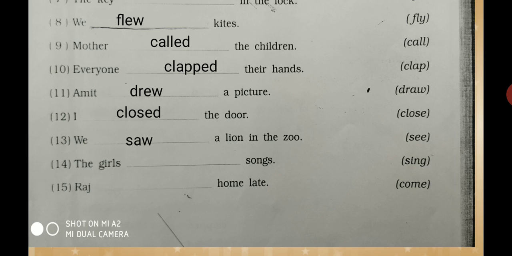The girls dash songs. What is there in a bracket? Sing. What will be the past tense of sing? Sang. Raj dash home late. What is there in a bracket? Come. What will be the past tense of come? Came. To do this kind of exercise, you have to just learn all the past forms which I have given in the worksheet and which have been given in your English text workbook.